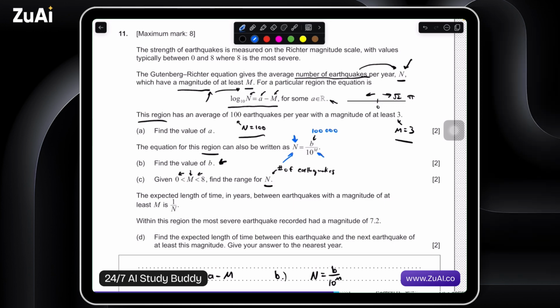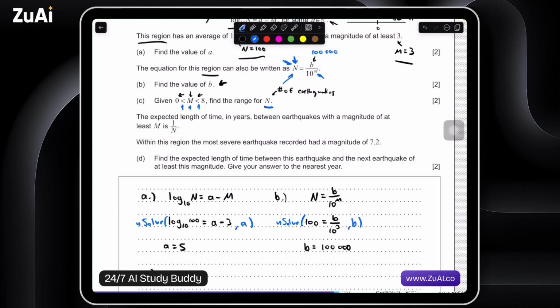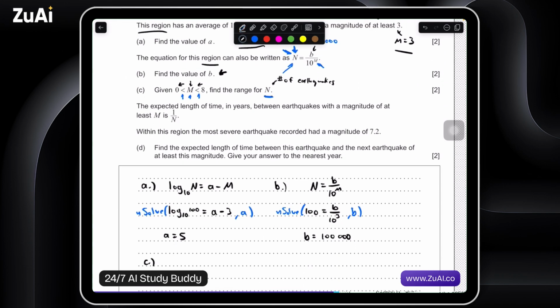which have a magnitude of at least m. M is the magnitude or strength of the earthquakes. So given that we have a strength that is greater than 0 but less than 8, find the range of n, the number of possible earthquakes. So how would we find n? Well, it's given by this equation right here. So let's go ahead and write that out. N is equal to, we found out what b was, over 10 to the m.